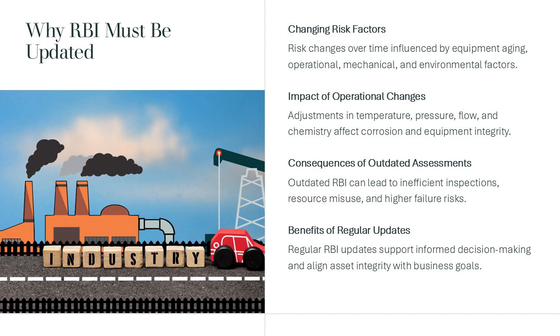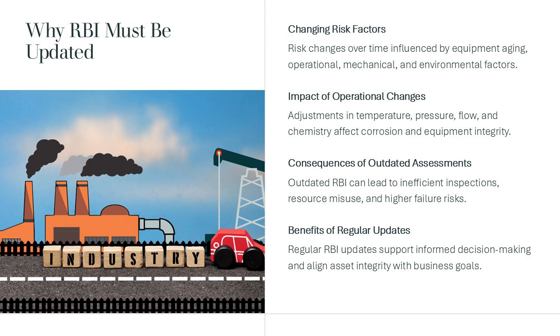Operational changes such as adjustments to temperature, pressure, flow rate, or process chemistry can significantly influence corrosion rates, cracking susceptibility, and overall equipment integrity. Even minor deviations from intended operating windows, if sustained, may invalidate earlier RBI assumptions. In parallel, consequence-related factors such as population density, production value, environmental sensitivity, or regulatory expectations may also change, altering the impact of a potential failure.